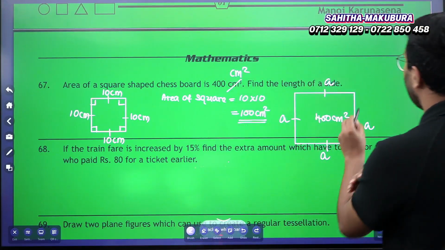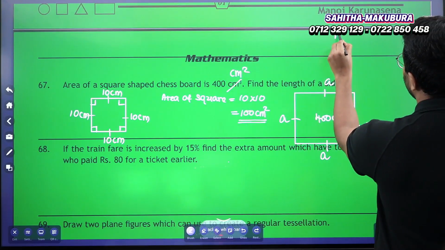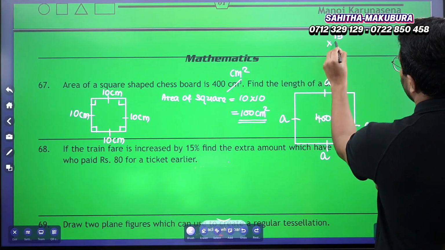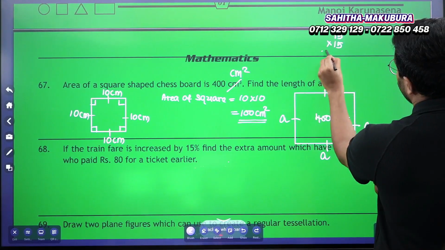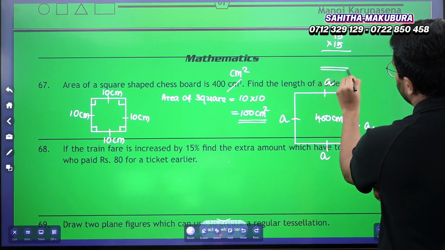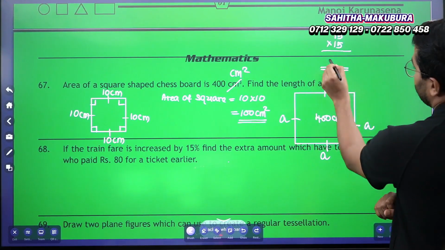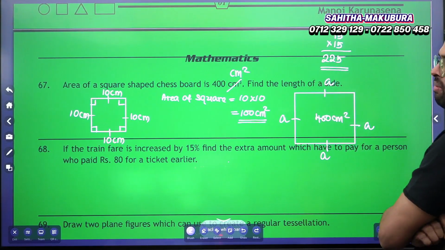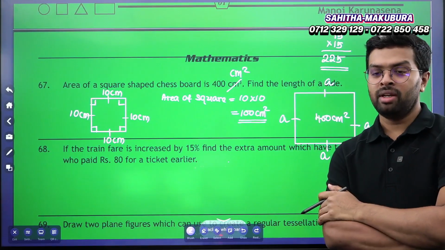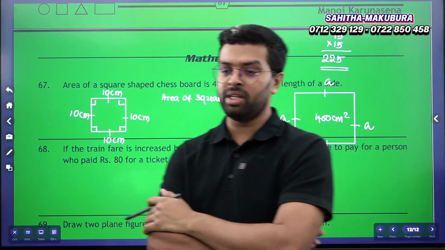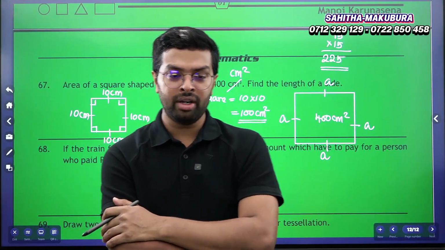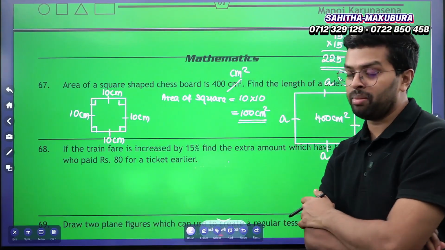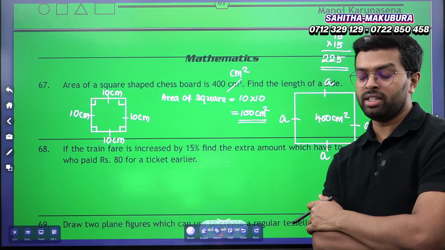Just multiply and see. 15 times 15. If the length of a side is 15, then 15 times 15 is what? That is 225. So it means the length is more than 15 centimeters, right? Because the area is 400. If the length is 15 centimeters, then the area you are getting is 225.